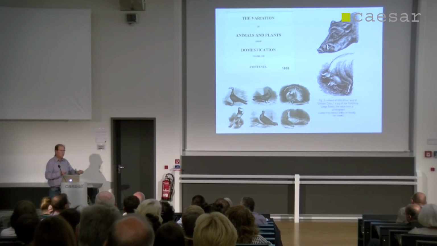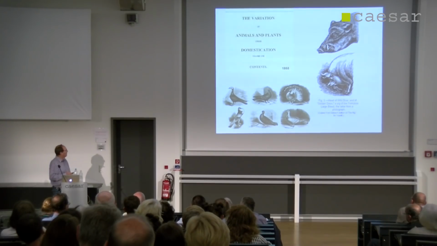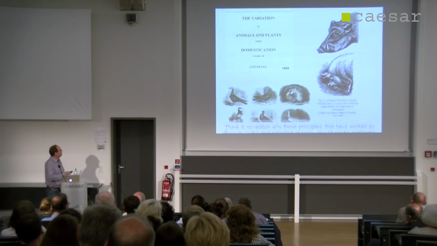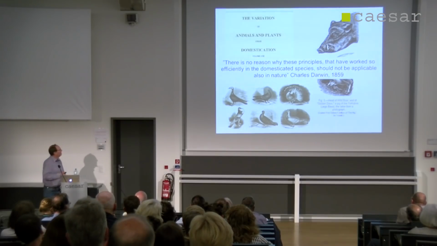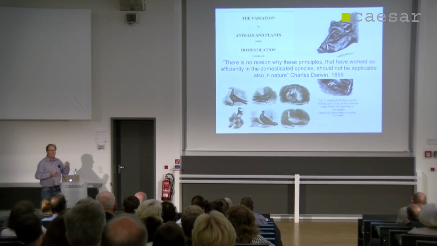So there was the proof that selection changed the phenotype and can cause evolution, so to speak. And what he writes in the Origin of Species is there's no reason why these principles that have worked so efficiently in the domesticated species should not be applicable also in nature. That is what he says.